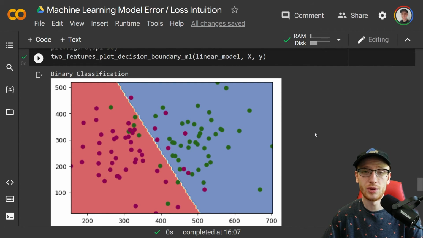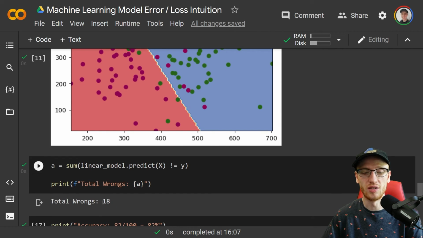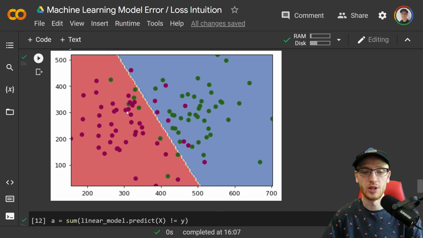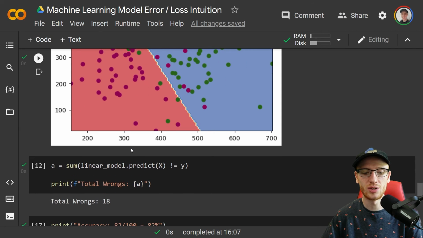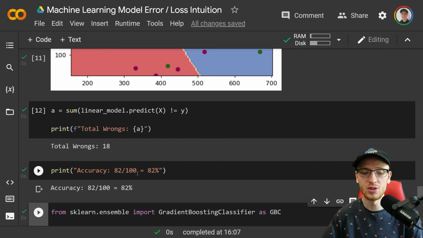If we were to sum the amount of times the model was wrong, we would be left with the number of 18, which doesn't really mean much unless we know how many points are in the dataset. Since there are 100 total points in this dataset, we can calculate that the model got right 82 out of 100 times, and so it has what's called an accuracy of 82%.